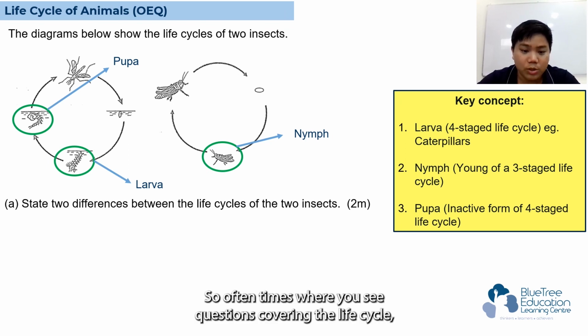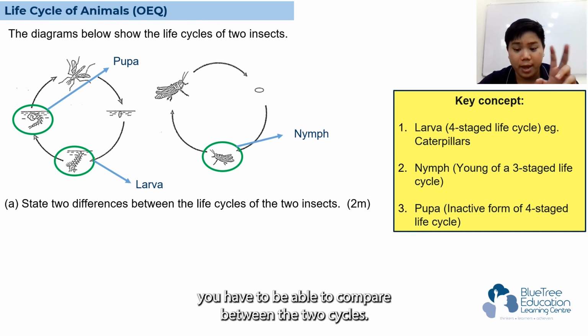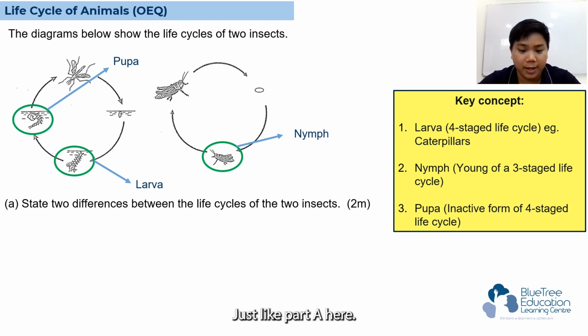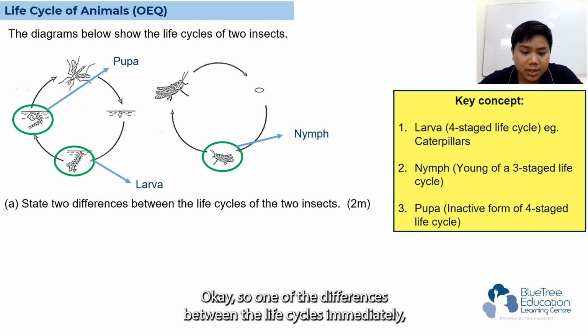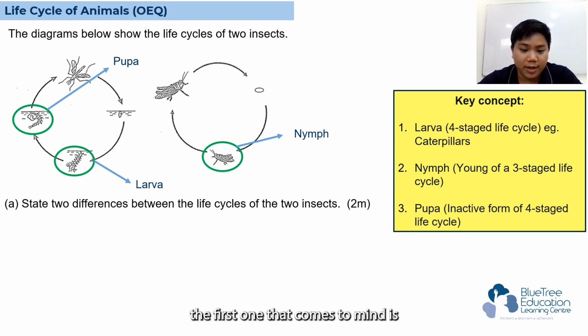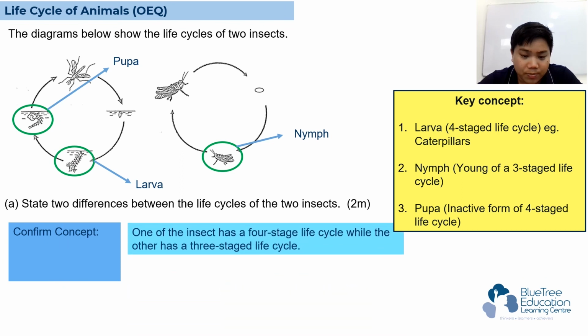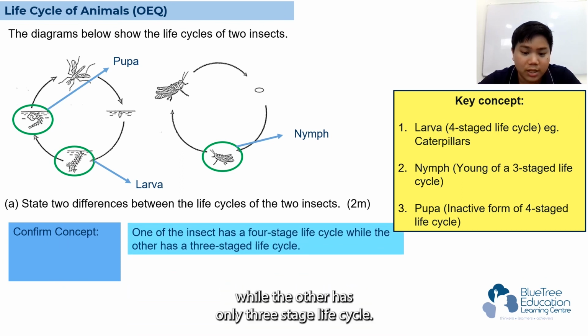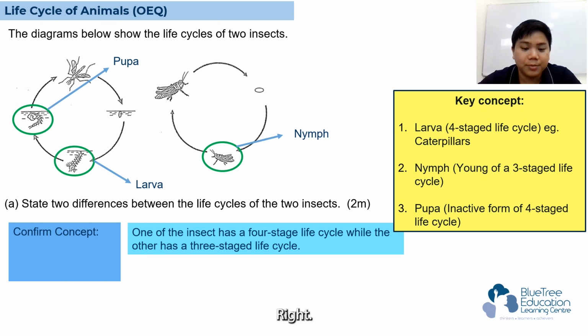Oftentimes when you see questions covering life cycle, you have to be able to compare between the 2 cycles, just like part A here. What are the differences between the life cycles? Immediately, the first one that comes to mind is that one has 4 stages, while the other has only a 3-stage life cycle. That's the first difference.